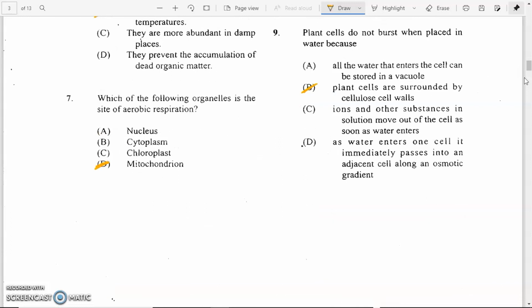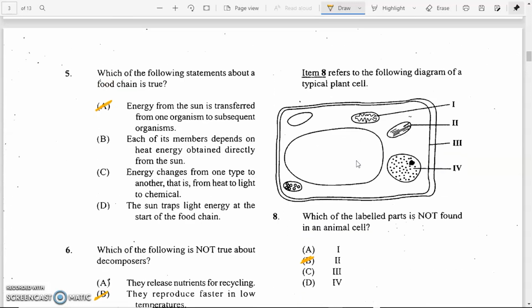Number 7. Which of the following organelles is the site of aerobic respiration? So aerobic respiration occurs in the mitochondrion of the cell. The powerhouse of the cell is the mitochondrion. So the answer for number 7 is D. Okay, let's look at number 8.